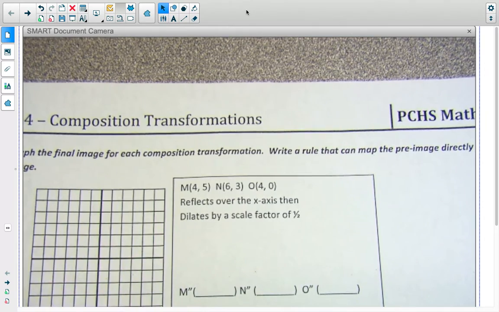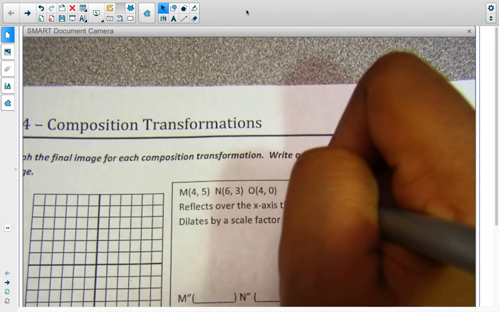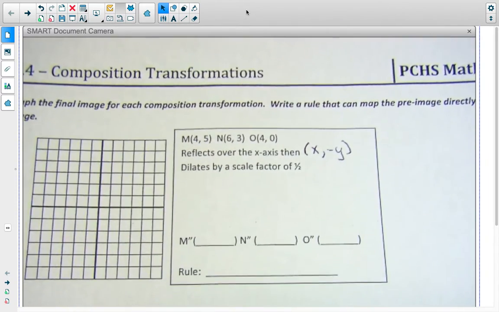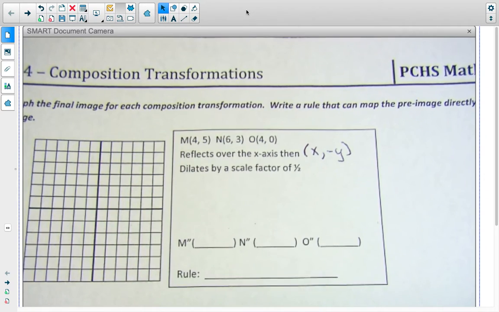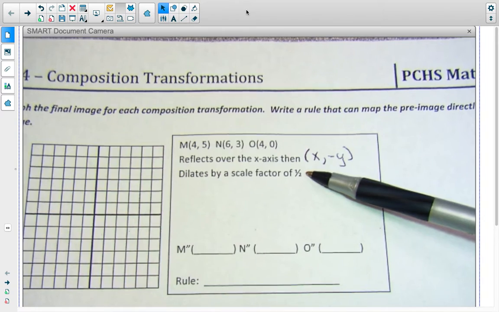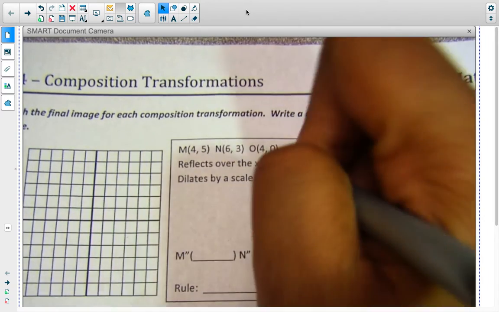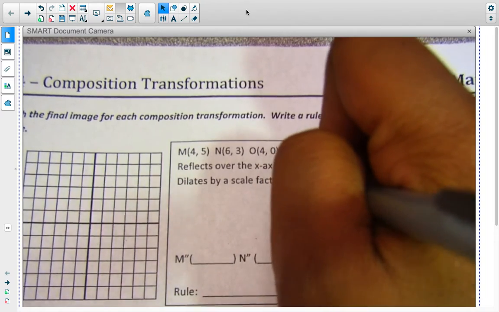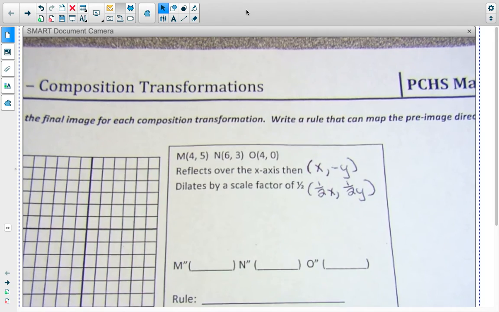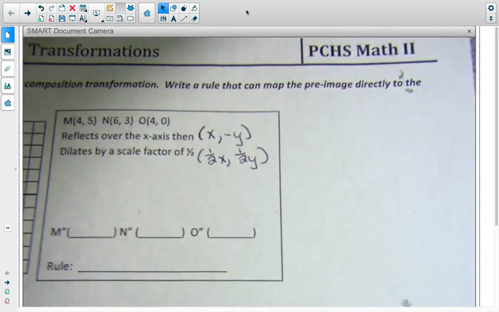So the first one says we're reflecting over the x-axis. We know the reflection over the x-axis rule is (x, negative y). So that's going to be the first thing that we want to consider. Dilation by a scale factor of 1/2. I could write that out, but all that means is I'm going to take everything and multiply it by 1/2, which is the same as dividing by 2. So over here to the side is where I'm going to do my scratch work before I plot the points.